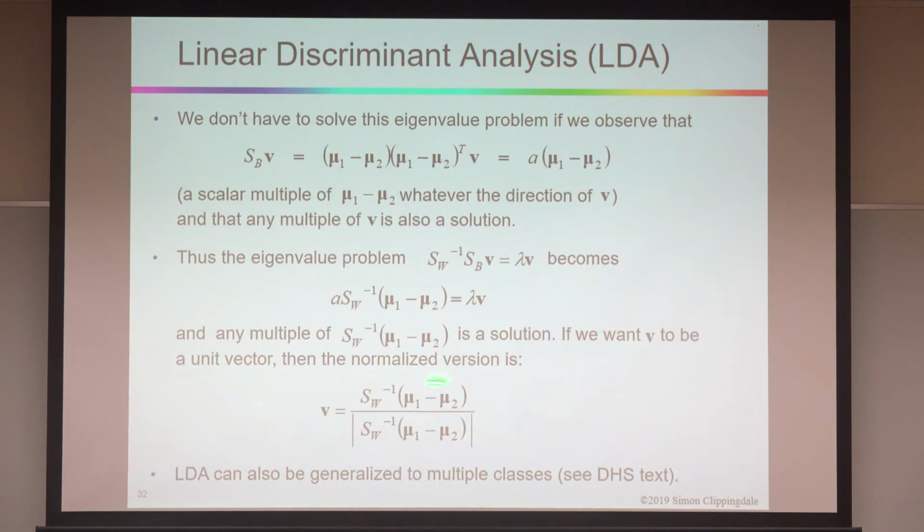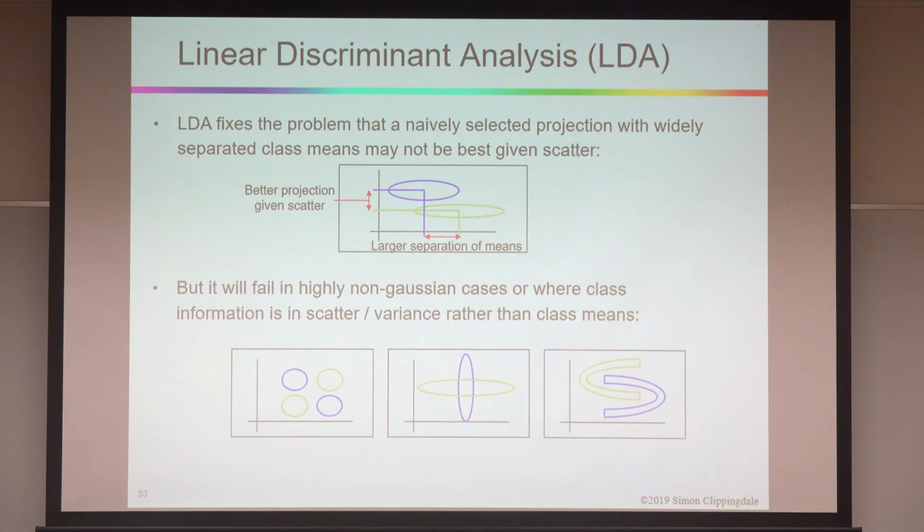And finally, if you solve that, the solution is this thing. This is the inverse of the within-class scatter matrix, and this is just the vector joining the two means of the two classes in the original signal. So it's a pretty simple linear classifier. So it fixes the problem that a naively selected projection direction, even if it's got widely separated class means, which is good, may not be best if the scatter is not the way you like.